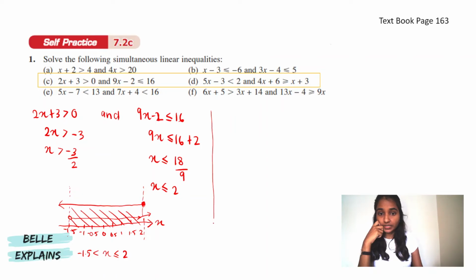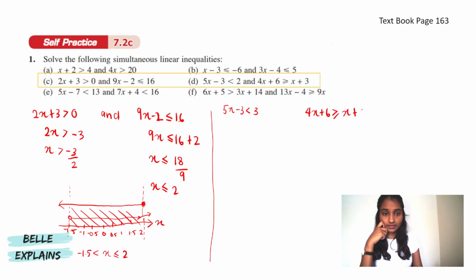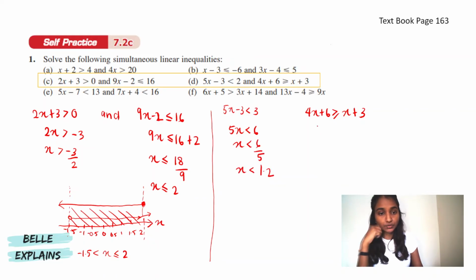Okay, next one, 5x minus 3 and 4x plus 6. We're just going to do the same thing here. We're just going to make x the subject first. So here we get 6, so 1.2, 4x minus x, 3 minus 6, 3x is negative 3.